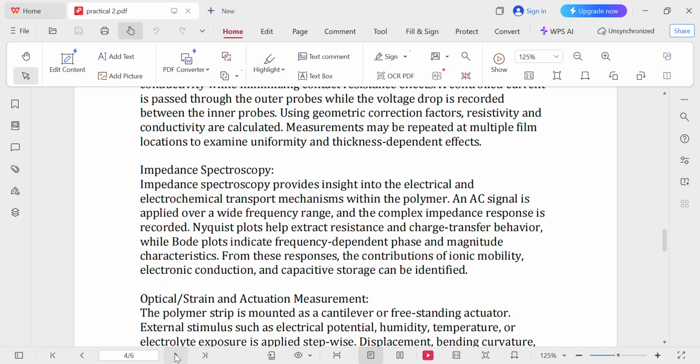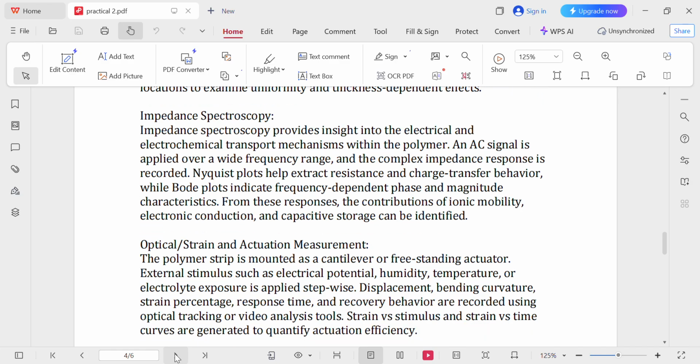Next, from these responses, the contributions of ionic mobility, electronic conductivity, and the capacitive storage can be identified. Means these results show how much of the current comes from the ion movement, electron flow, and the energy storage inside the polymer.